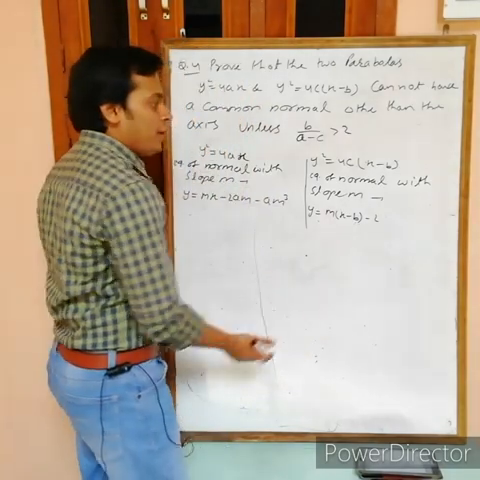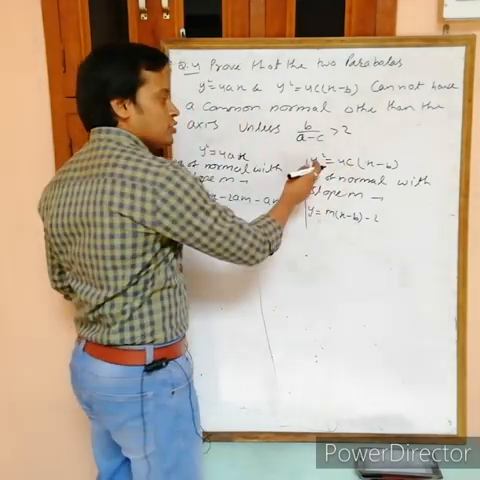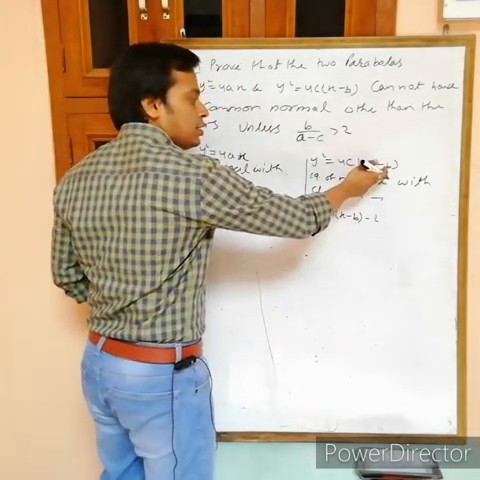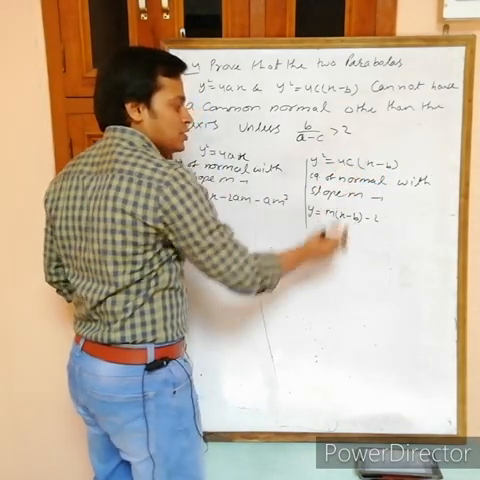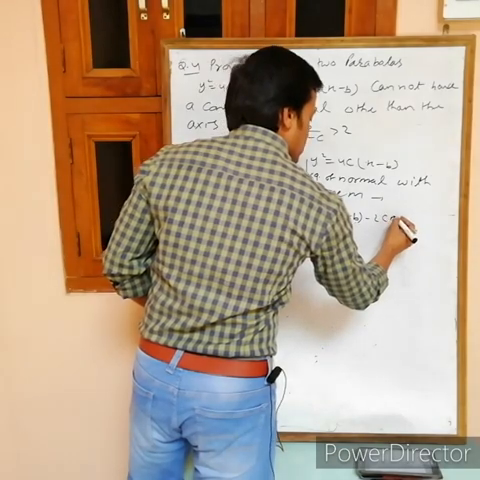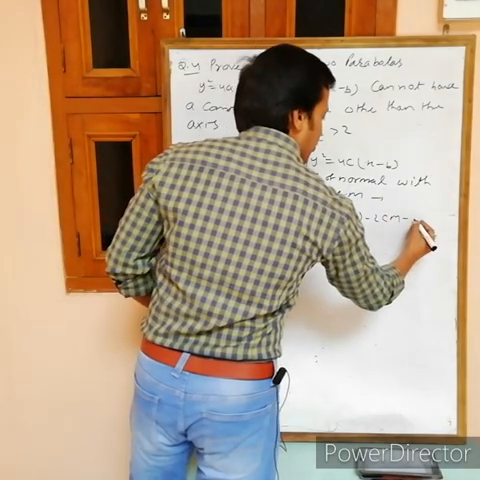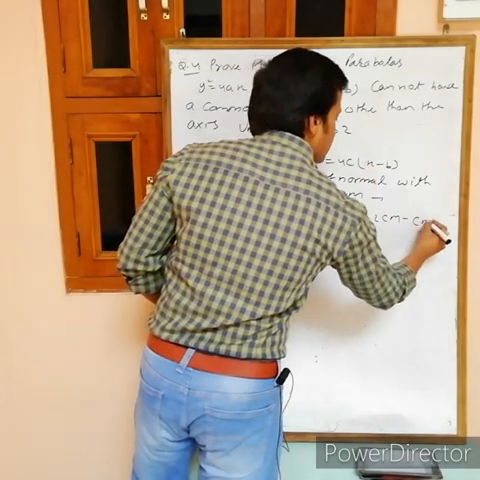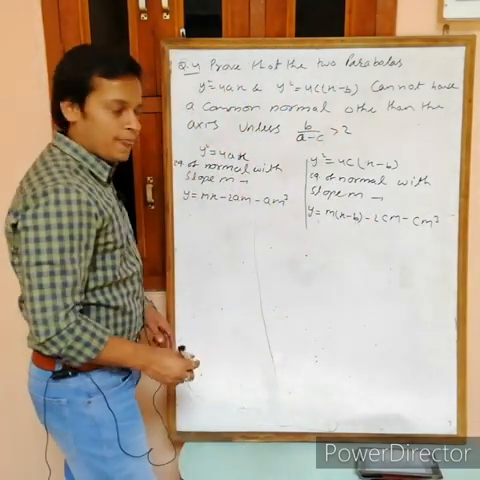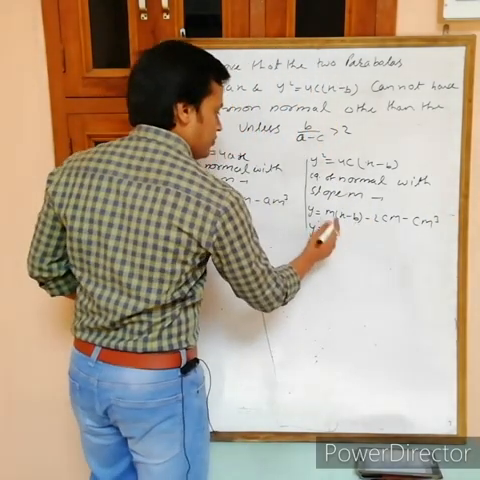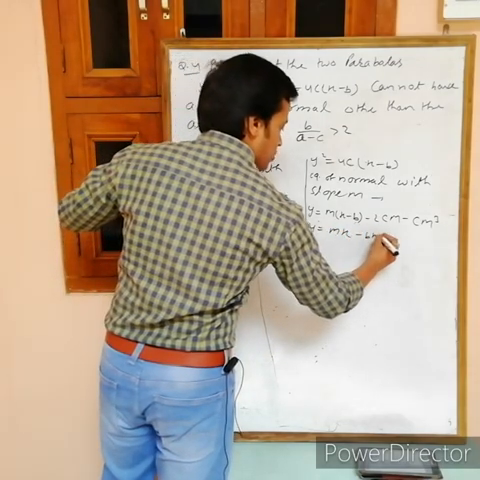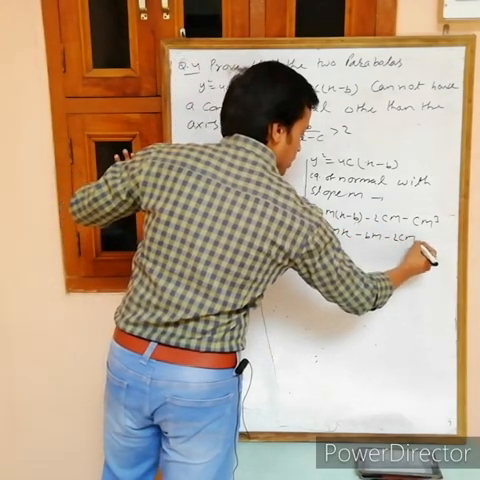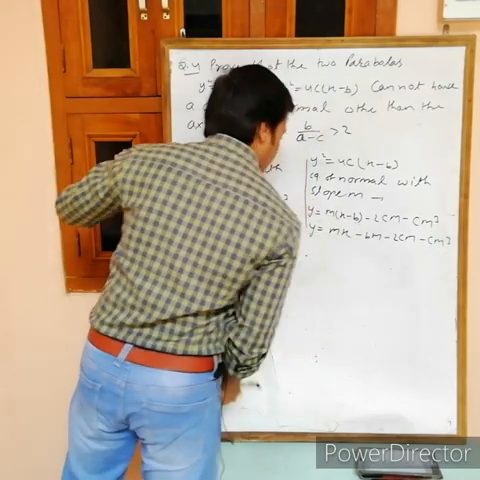Now at the place of a, what do we have? c. At the place of x we have x minus b, and at the place of a we have c. So minus 2cm minus am cube, where a is c, so cm cube. Then after simplification, what are we getting? y equals mx minus bm minus 2cm minus cm cube.